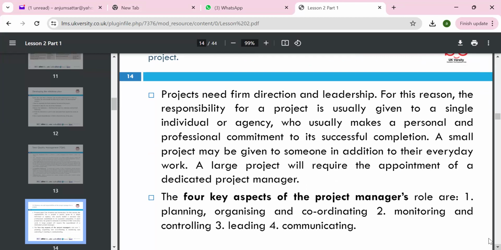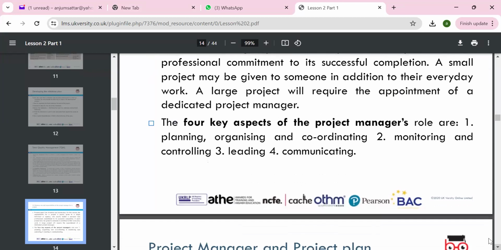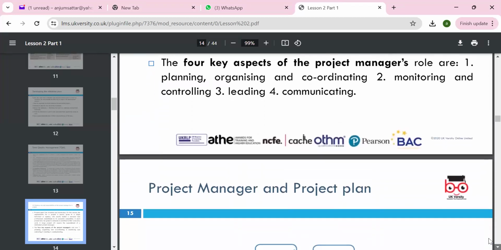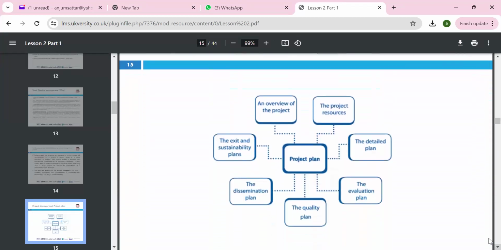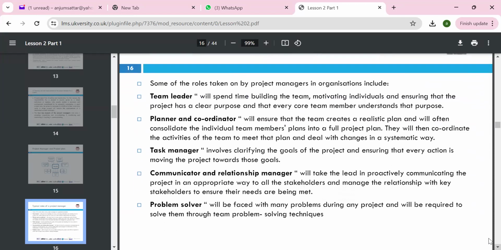We can look around the key aspects of the manager's role: planning, organizing, controlling, monitoring, leading, and communicating. Project managers need to focus on the overview of the project, the impact of the project, the sustainability of the project, the main project, and the quality of the project evaluation. So the project managers need to be made aware.